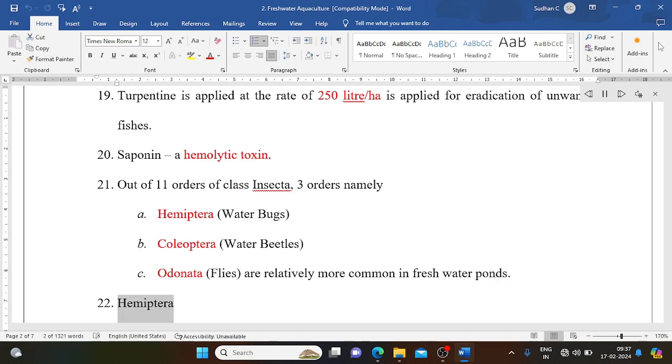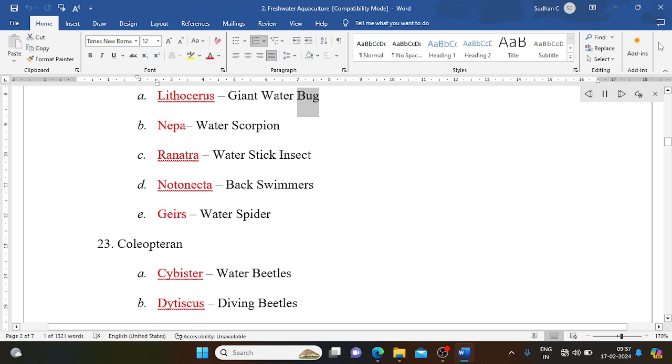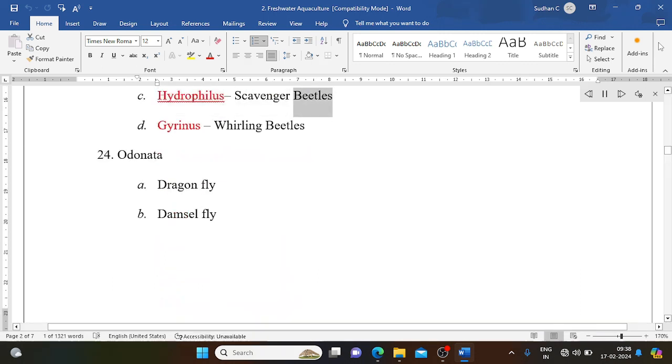Hemiptera. Lethocerus, giant water bug. Nepa, water scorpion. Ranatra, water stick insect. Notonecta, back swimmers. Gyres, water spider. Coleoptera. Cybister, water beetles. Dytiscus, diving beetles. Hydrophilus, scavenger beetles. Gyrinus, whirligig beetles.